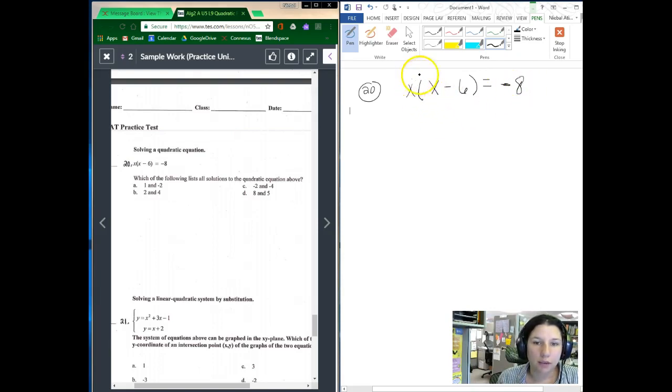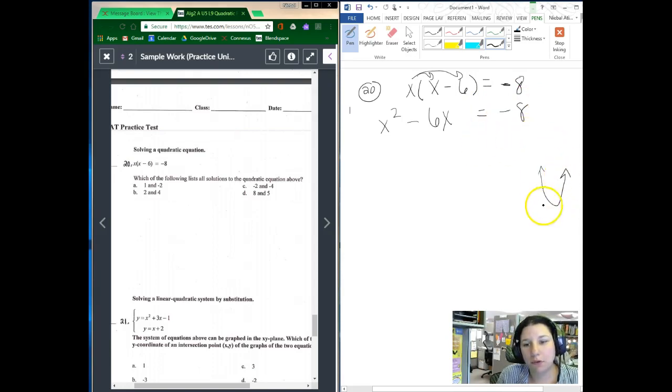I see I have an x here that I can distribute by multiplying to both terms inside the parentheses. X times x is x squared. That's why they called it a quadratic. X times negative 6 is a negative 6x equals negative 8.